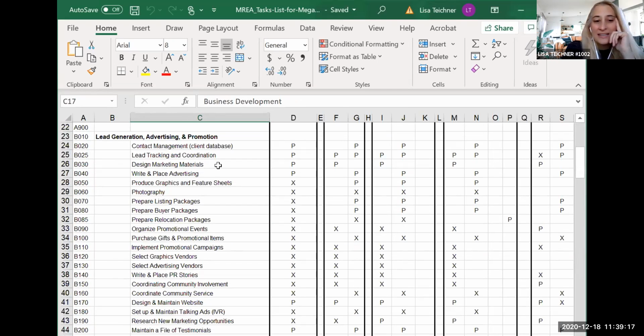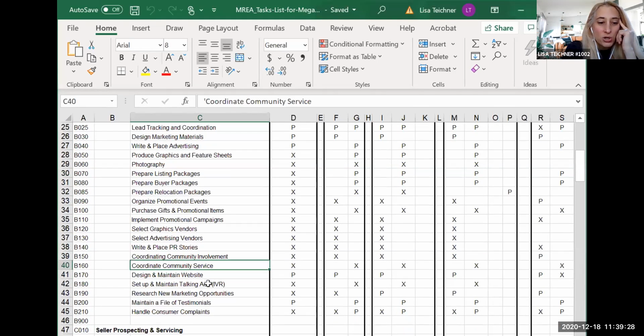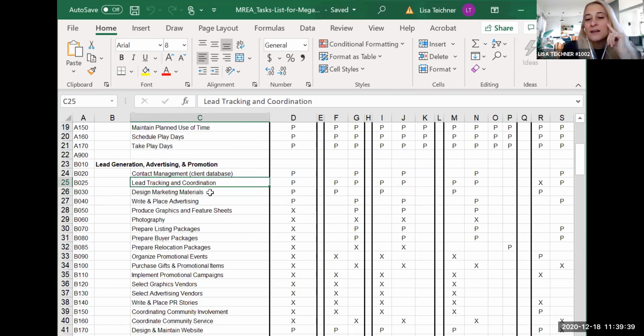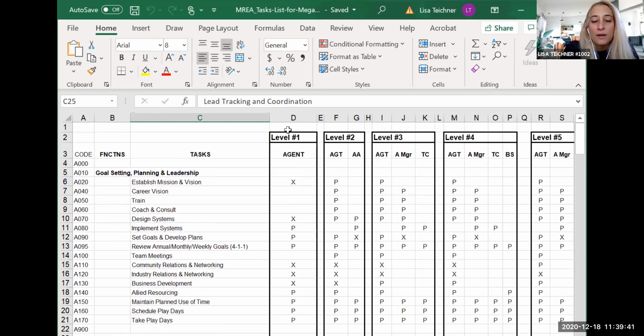For lead generation, things that I need to be thinking about are listing and buyer packages. Am I doing gifts? You know, what kind of systems do I put in place? Community service, marketing opportunities, time blocking research to do that. Anyway, it gives you advertising, designing marketing materials, lead tracking. So all of these things are pretty cool.